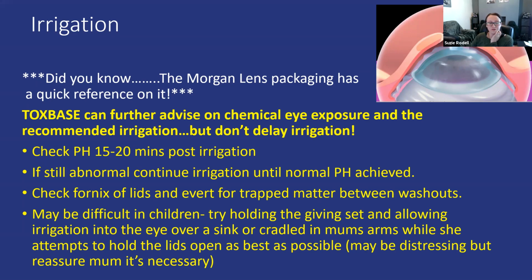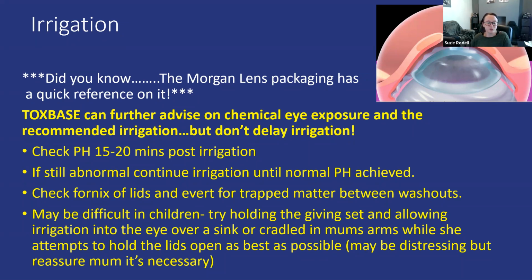Asking Sandra, 15 to 20 minutes post irrigation, we advise taking the Morgan lens out once it's finished, leaving the patient for 15 to 20 minutes, and then checking your pH to compare it to your baseline pH. If it's still abnormal, you must continue irrigation. The local eye casualty to us will not accept a patient until normal pH has been achieved. So when we were talking about the normal pH, if your pH is 7.5, if it's 8, they are quite strict and they will not accept the patient until irrigation has resulted in a normal pH between 7 and 7.5.